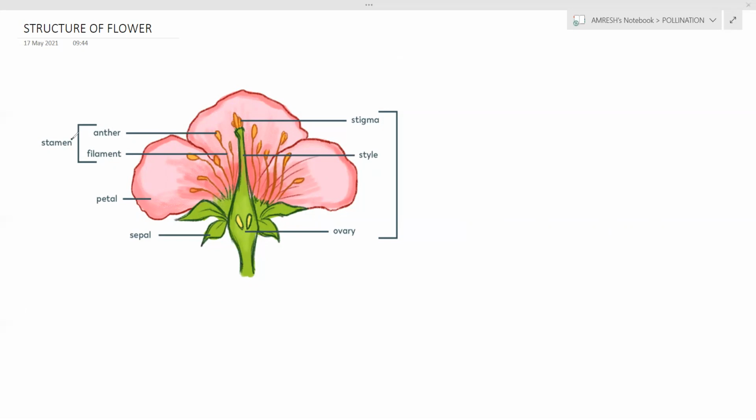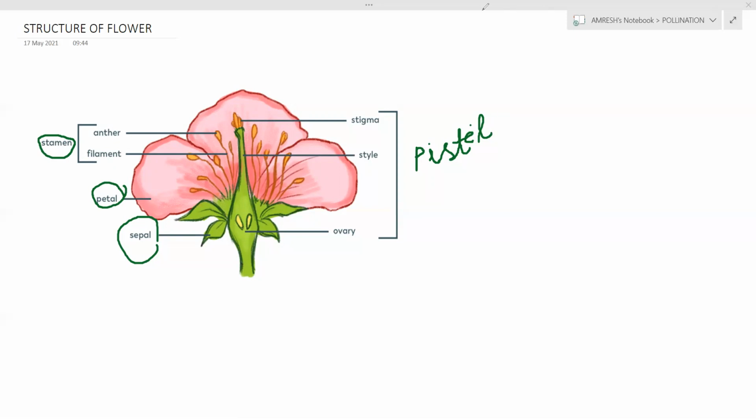We have four important parts: stamen, petal, sepal, and pistil. This is called your pistil. It's not written here, but I will write it here. There are four important parts: stamen, petal, sepal, and pistil.